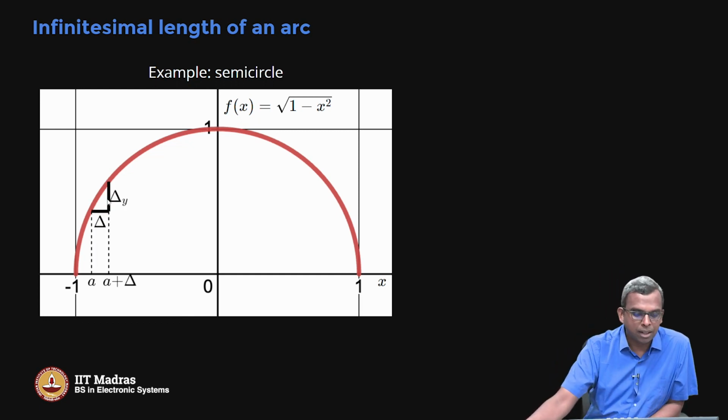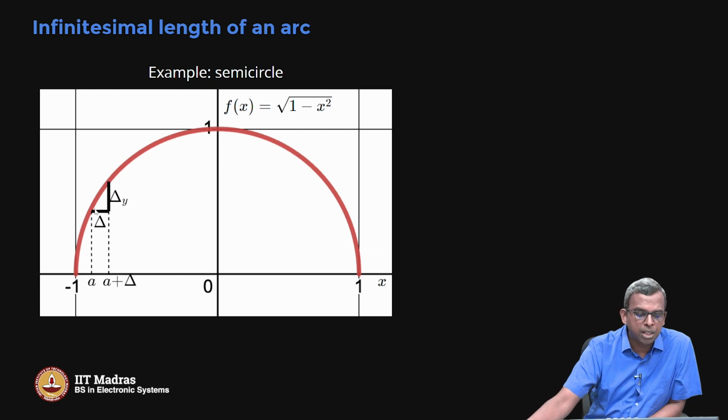So here is the important thing. Infinitesimal length of an arc is a little bit more complicated than area. Why? I'll show you why. Let's say I start at a and look at a small distance delta away. I start at a and I go to a plus delta. When I go from a to a plus delta, this function would have increased by some delta y, isn't it? This function would have increased by some delta y.